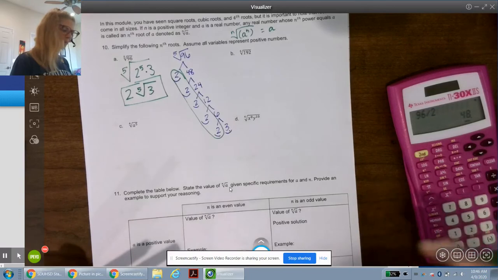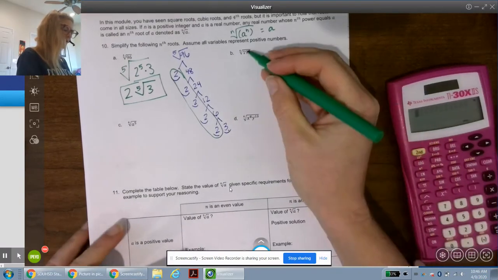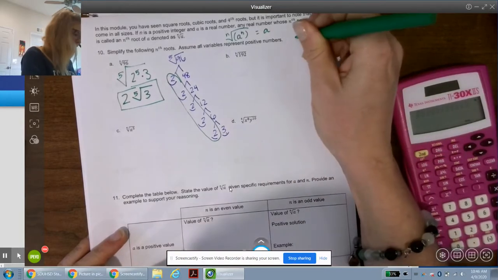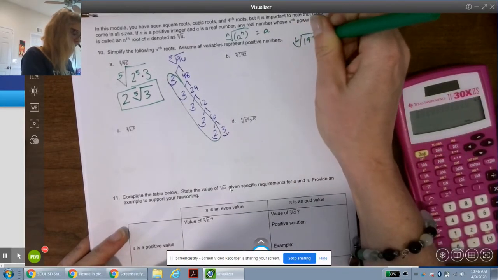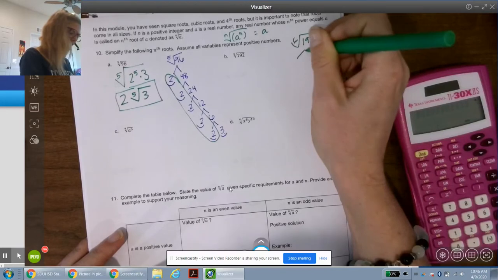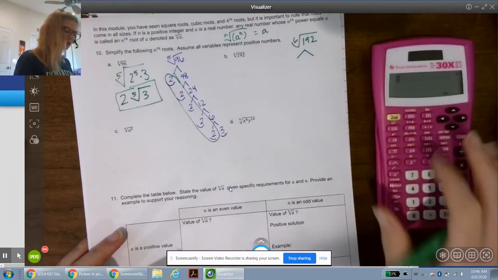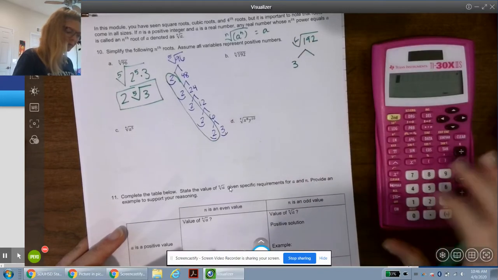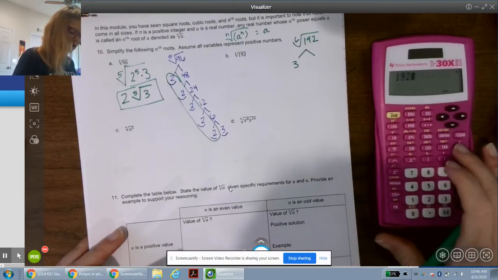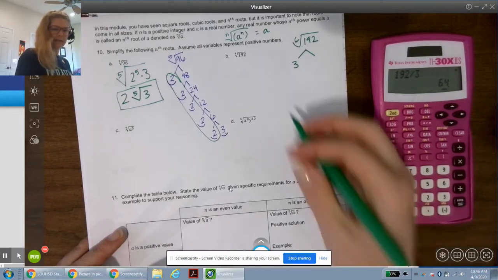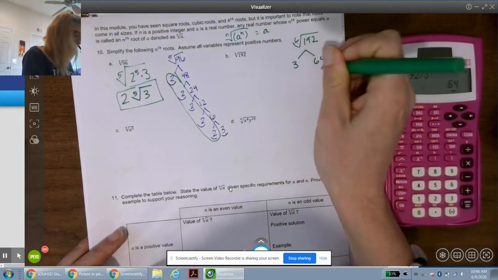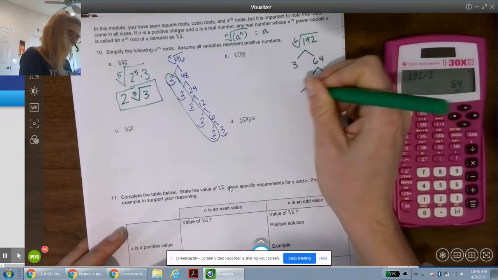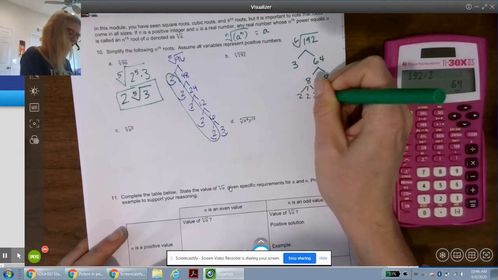Let's go over these. So 192, I'm looking for the 6th root. So again, I'm going to be looking for 6 factors that are the same. If I look at the 6th root of 192 using my factor tree, 3 goes into this. 192 divided by 3 gets me 64. Ooh, 64 is 8 and 8. And I know that 8 is 2 cubed.